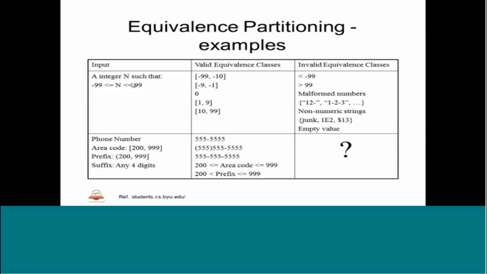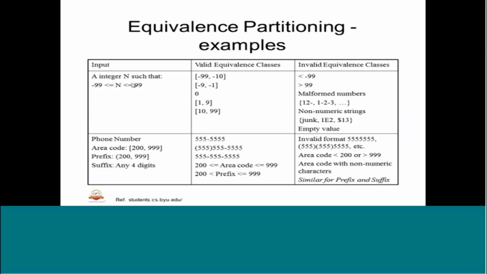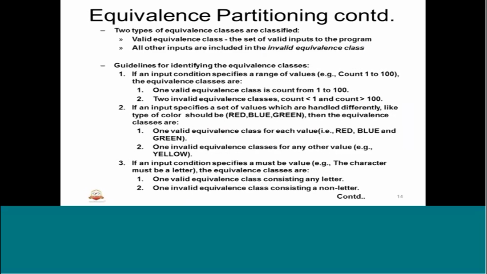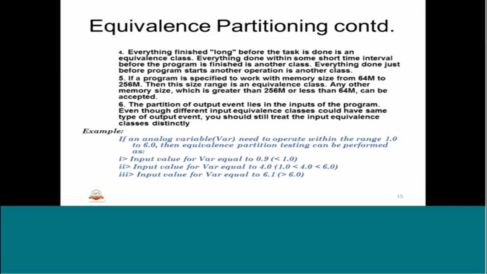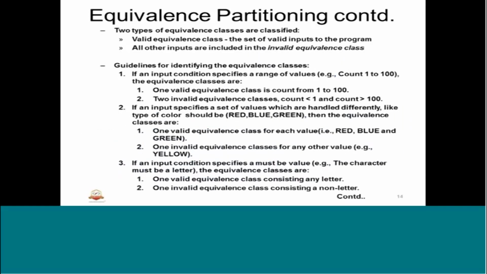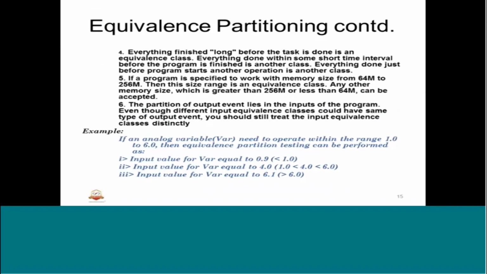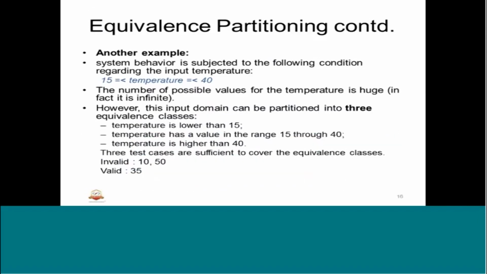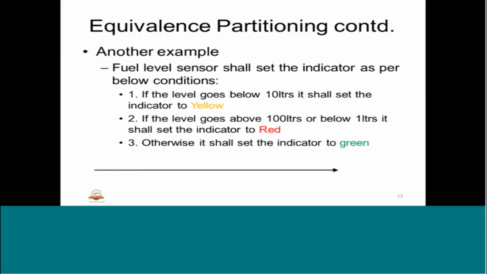Similarly, we studied another example of a phone number, and we also understood the guidelines. There are about 3, 4, 5 guidelines that are important in terms of time, memory, size, range, count, etc. We took a few more examples: temperature from 15 to 40, and fuel level sensors having 3 types of indicators: yellow, red, green. So we know what is invalid and what is valid.